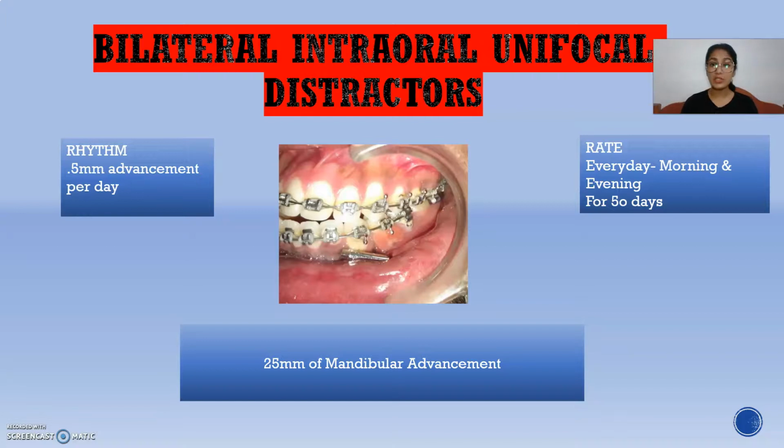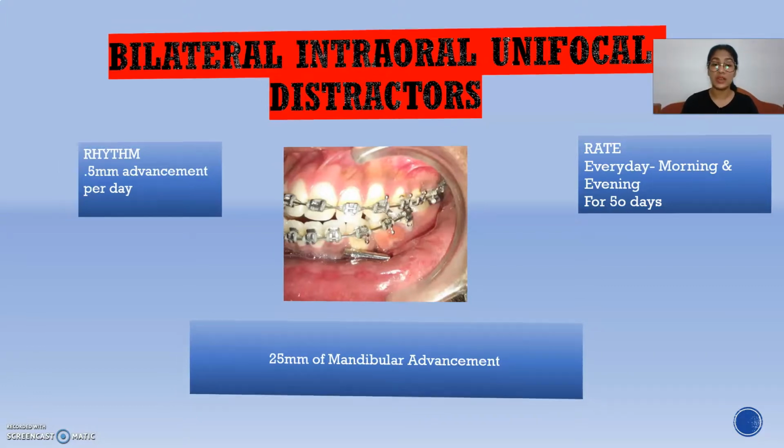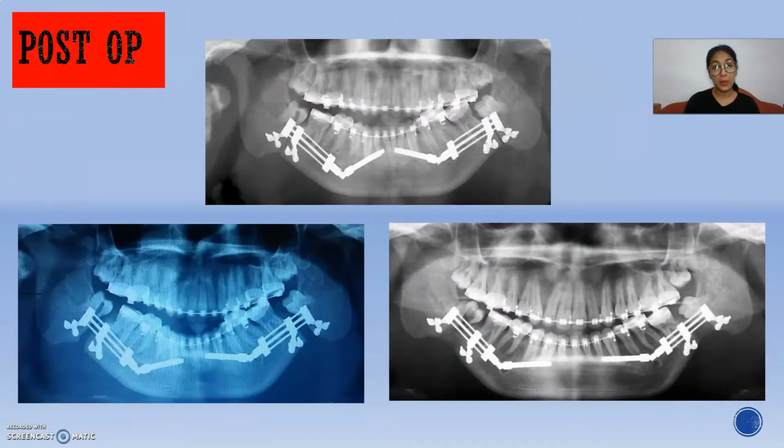The bilateral intraoral unifocal distractors for this patient had a rhythm of 0.55 mm advancement per day with a rate of morning and evening for 50 days, and 25 mm of mandibular advancement was done in total. Post-op, in the first picture, you can appreciate the osteotomy cuts, the space, then the distraction presented by the distractors, and the new bone formation.